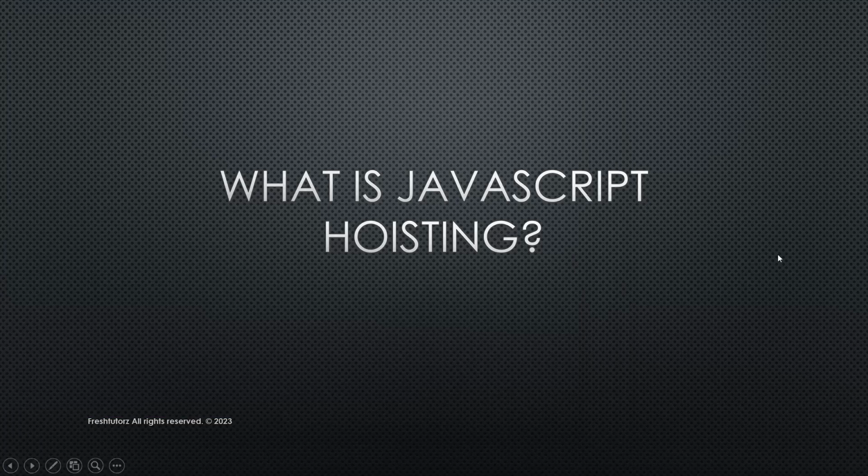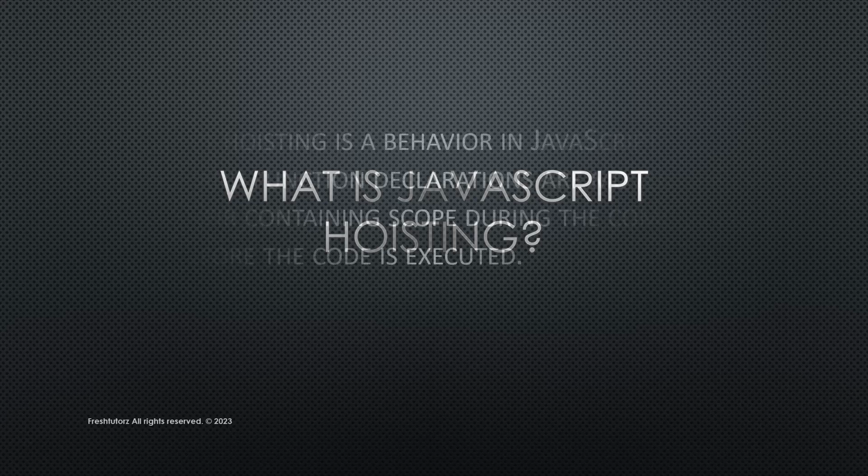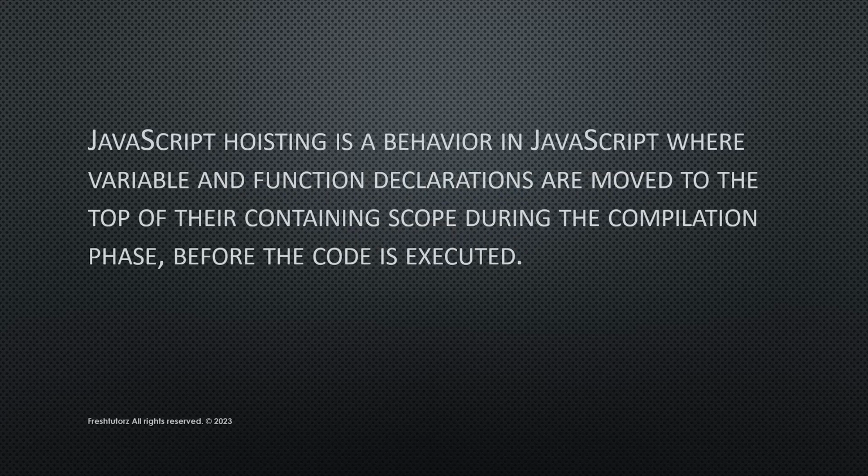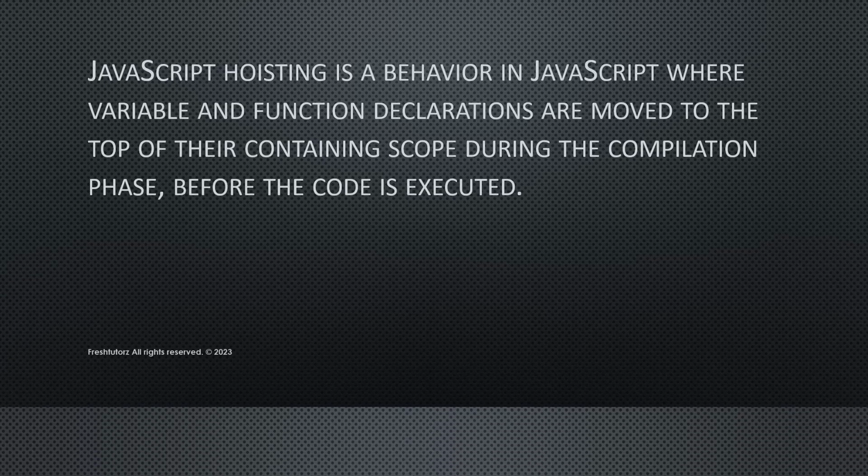Let's talk about JavaScript hoisting. What is JavaScript hoisting? Let's see the definition first. JavaScript hoisting is a behavior in JavaScript where variables and function declarations are moved to the top of their containing scope during the compilation phase before the code is executed. That means the variables and the function declarations are moved to the top. This is the behavior of JavaScript hoisting.